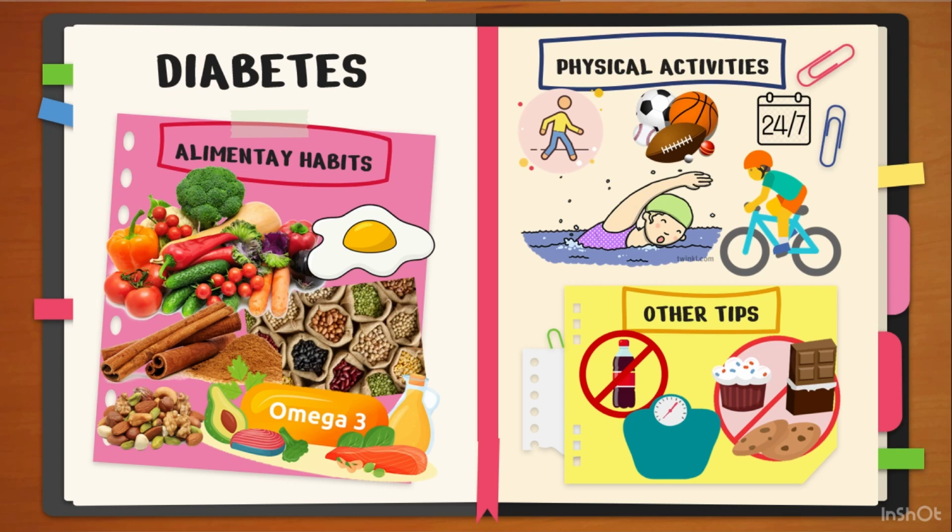And we have to practice a sport. Other tips are avoiding sugar, keeping weight under control, limiting red meat, avoiding processed meat, and skipping the sugary drinks.